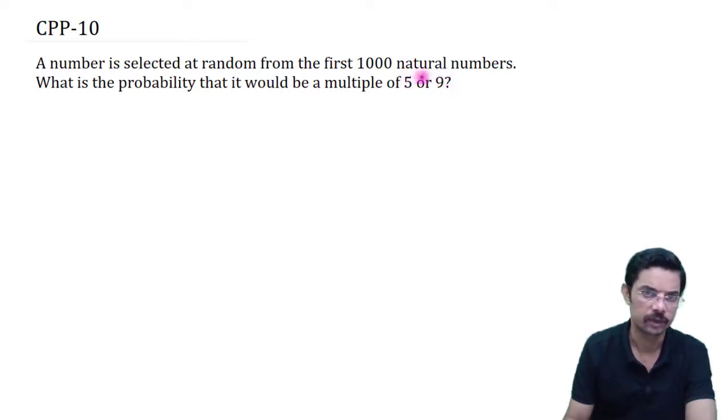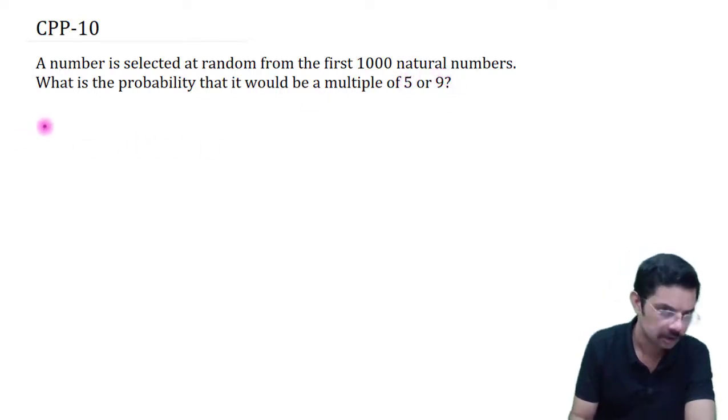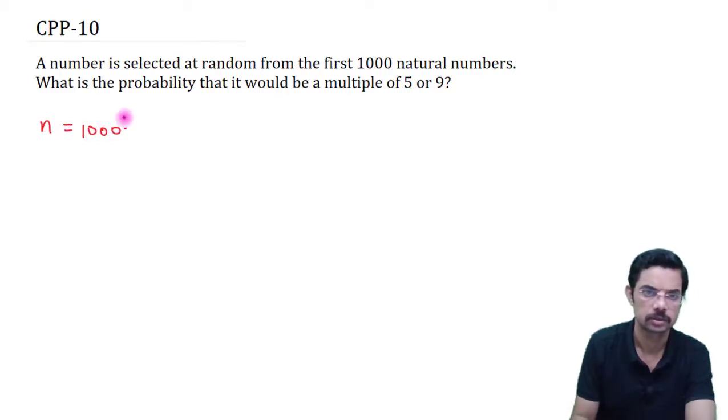There are many multiples of 9. So we need to first of all list them. So n will be equal to the total number of elements, which is 1000 natural numbers. Okay. Now multiples of 5.